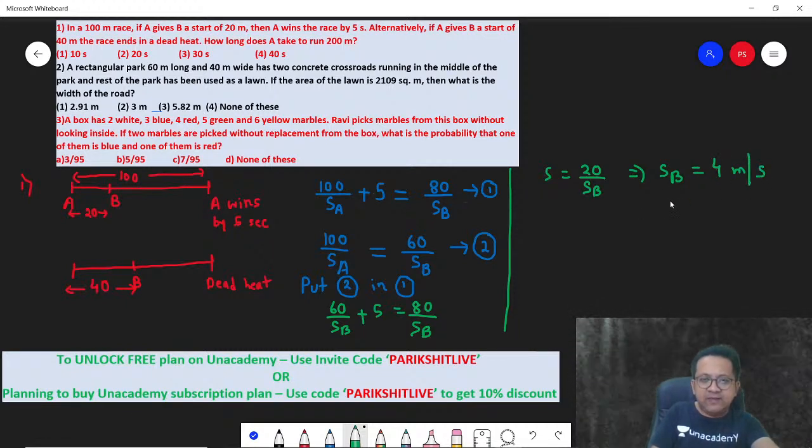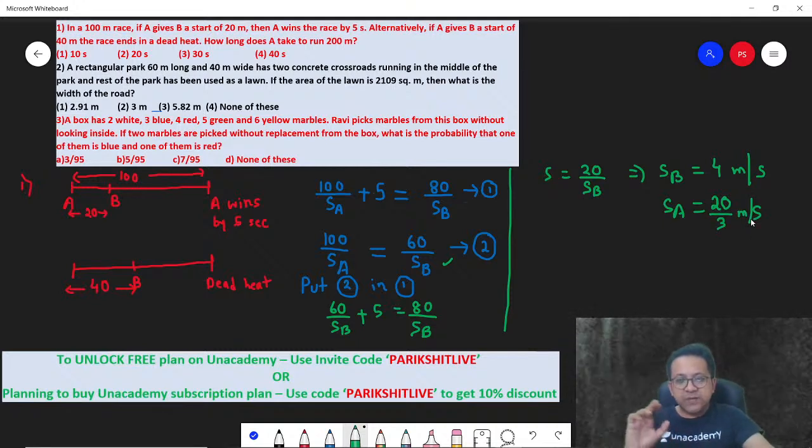What is the speed of A in that case? Substitute B, you will get A. Probably you can substitute in equation 2. So how much are you getting for A? 60 by 4 is 15, so 100 by 15 meters per second. So 20 by 3 meters per second.